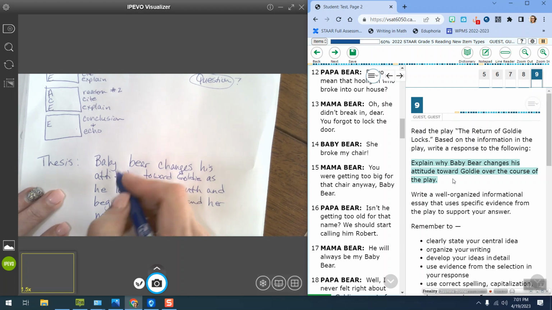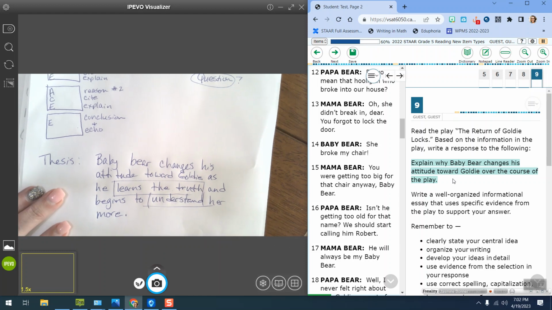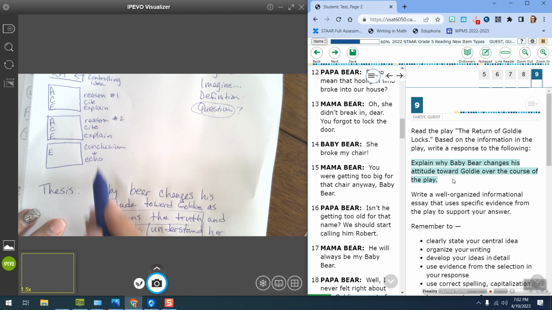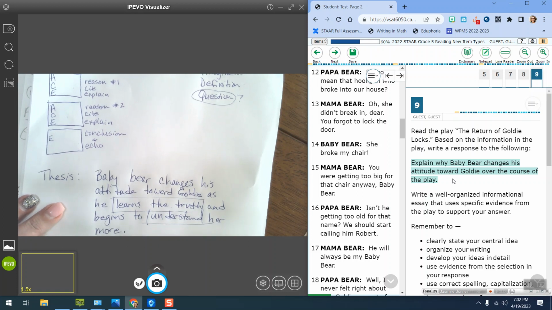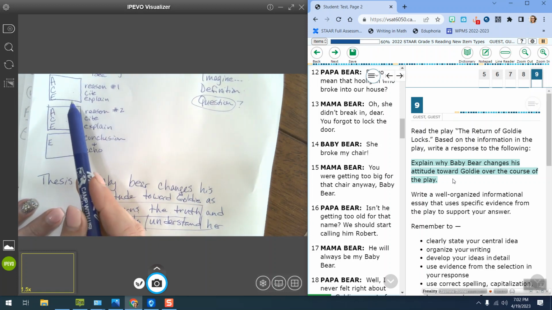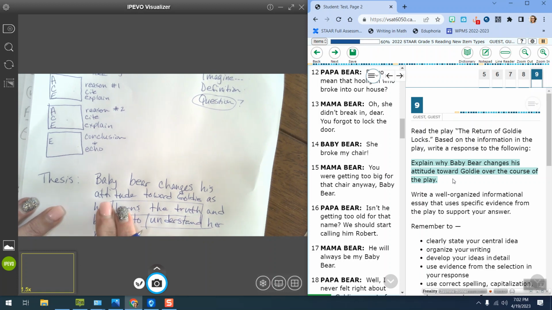So if you'll notice here, I have two things. He learns the truth and he begins to understand her. So these can each be one of my paragraphs. So this could be learning the truth, and this paragraph could be about understanding her. So I would just go about it using the RACE strategy, all right? So this is just my thesis.